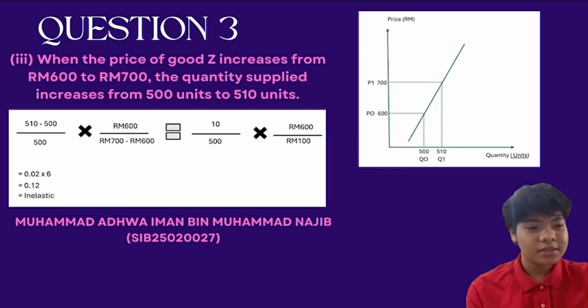This inelastic supply is caused by supply barely increasing. This usually happens because of limited production. So the graph is steep, meaning price changes a lot but quantity barely moves.